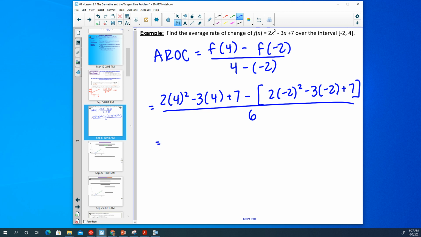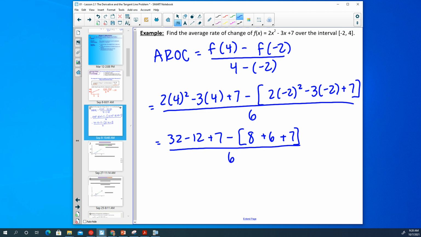Here, 4 squared is 16 times 2, we get 32, minus 12 plus 7. All over, negative 2 squared is 4 times 2 is 8, plus 6 plus 7. Simplifying the numerators, I see plus 7 and minus 7. So I end up having 32 minus 12 minus 8 minus 6 is 6. Over 6, we get 1. So the average rate of change from negative 2 to 4 is 1.